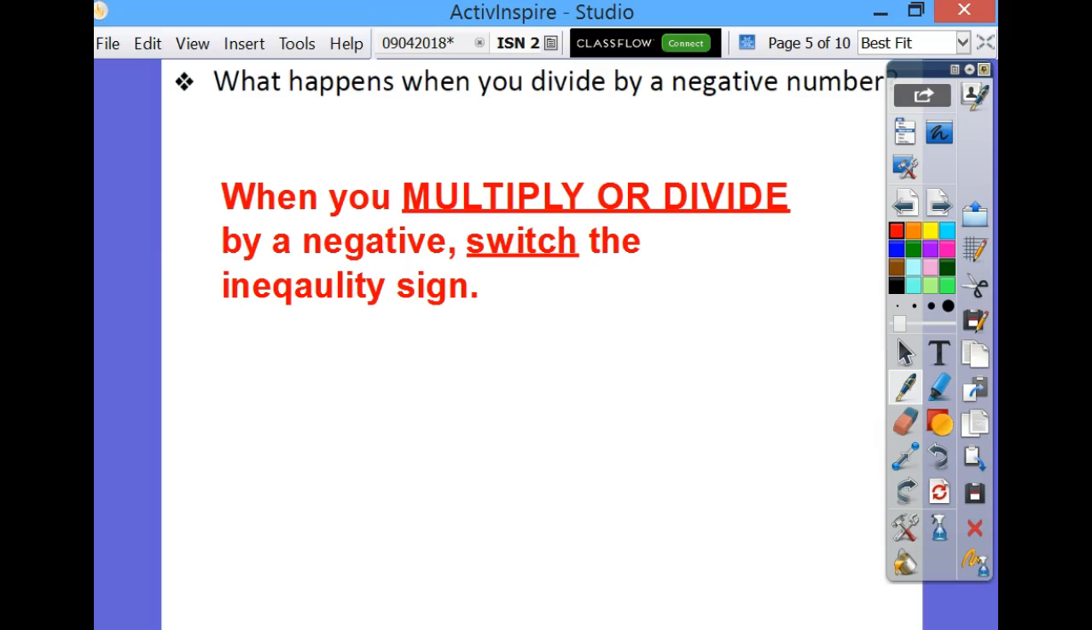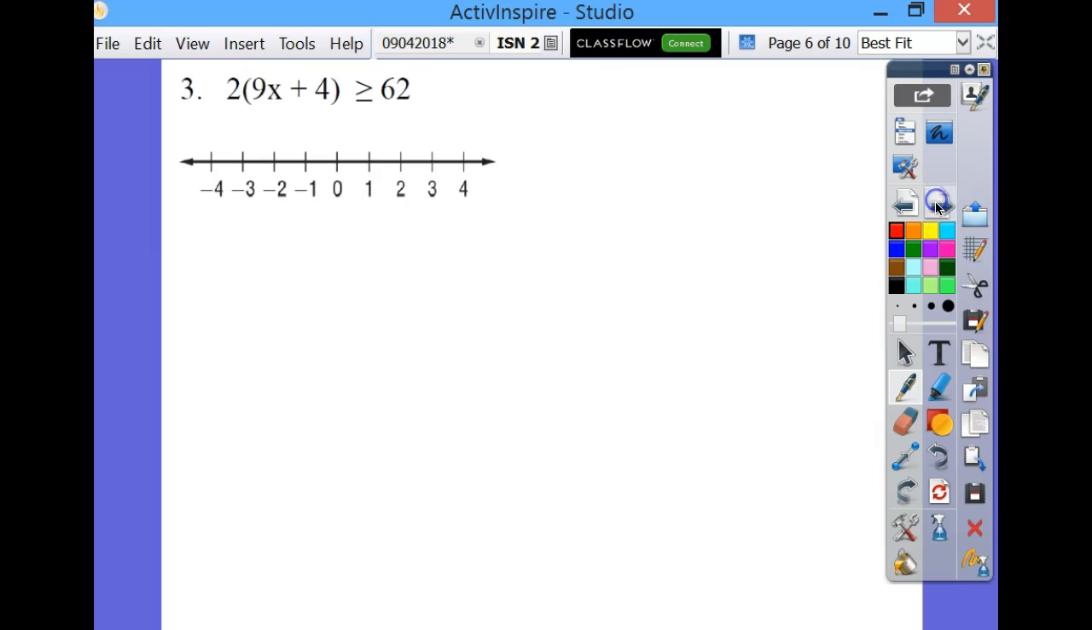And I wouldn't be surprised if somebody asks you about this when you get to class tomorrow, before you even get in the door. Somebody might ask you this question. You're going to be ready for it? So, you solve inequalities exactly like equals, except for that one rule.